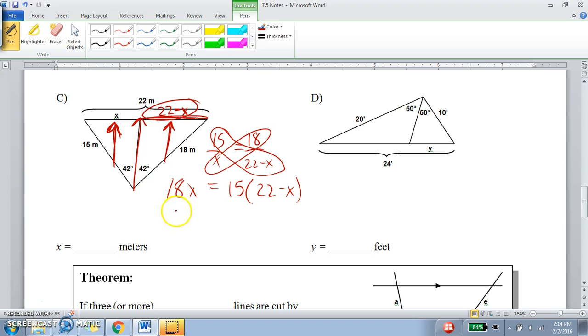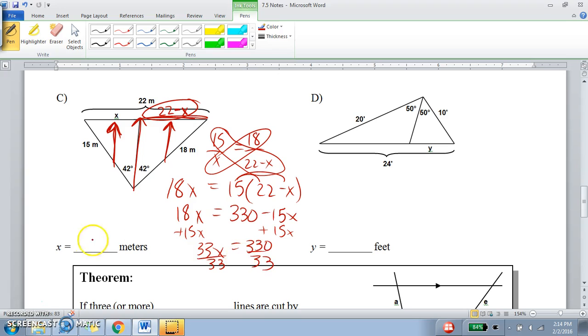So when we do that, we get 18X equals 330 minus 15X, because we distribute it to both pieces. And then we want to add the 15X over here to get all the X's together. So that's going to give me 33X equals 330. And then when I divide by 33, we get X equals 10.